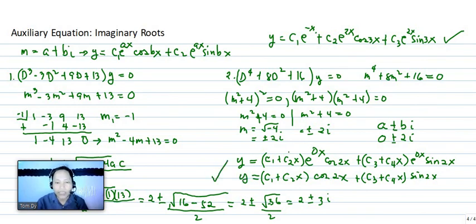Take note, this is repeated roots and imaginary roots. So for repeated, we have here c sub 1 plus c sub 2 x. And then imaginary, we have here cosine and sine.